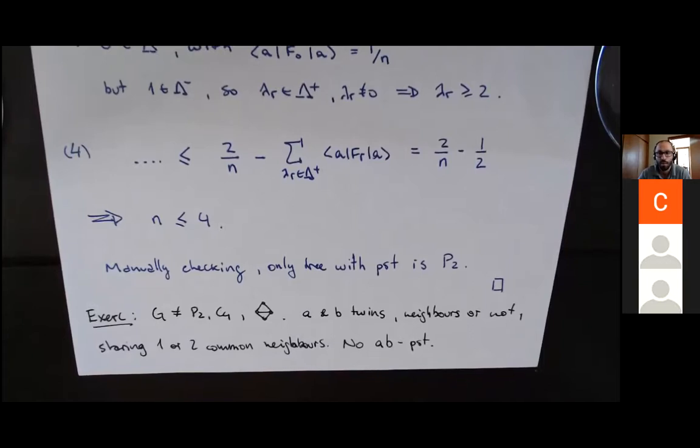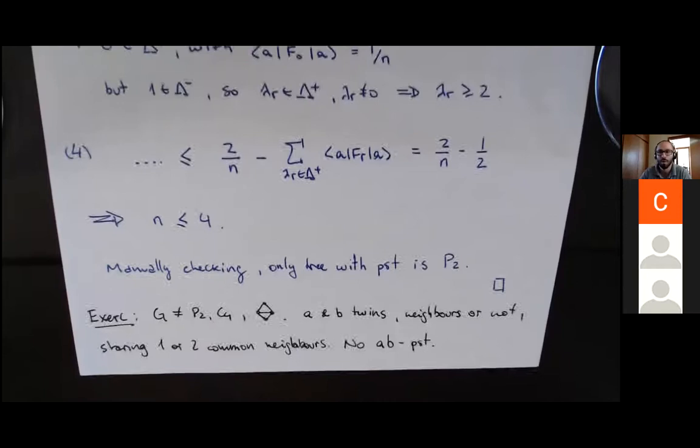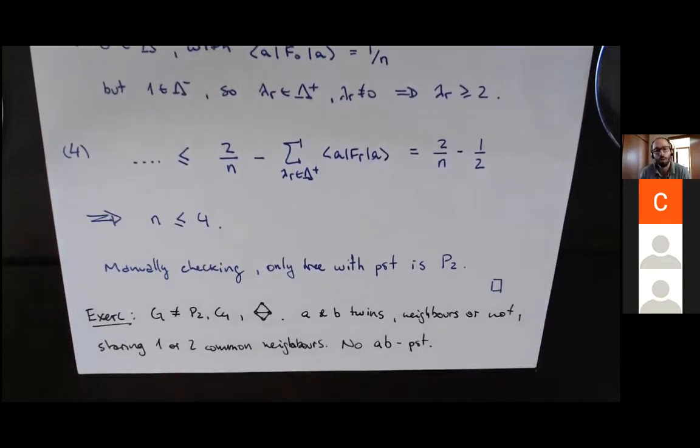I'll leave it here as an exercise for you to generalize this argument of the twins and show that if a graph, not necessarily a tree, is neither of these three options, because all these three options admit PST, they all have at most 4 vertices, and these three options admit PST according to the Laplacian matrix. If you have twins, neighbors or not, sharing 1 or 2 common neighbors, you can still show that there is no PST. So there's a more general thing. So for graphs in general, twins do not typically have PST if they have few common neighbors.